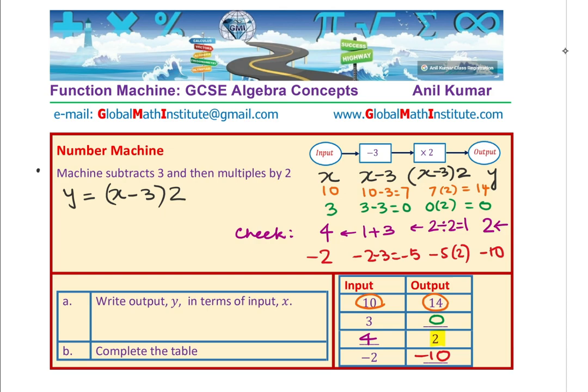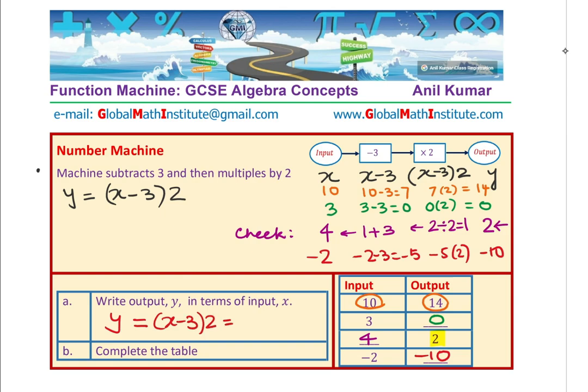Sometimes the input is given, you need to find the output. And if output is given, you need to find the input. Perfect. Now, part A actually was write output y in terms of input x. So x minus 3 times 2 is y. So we can say y equals (x minus 3) times 2.